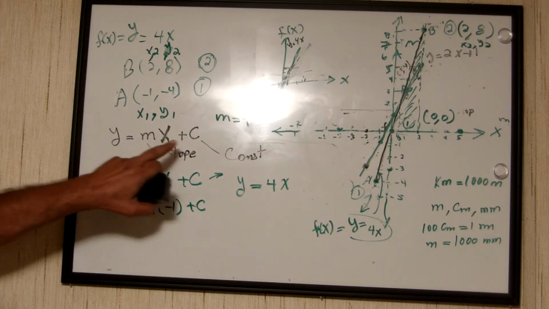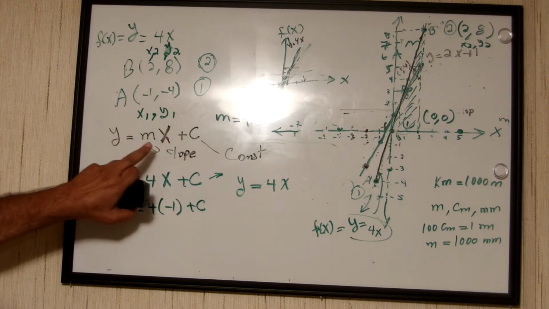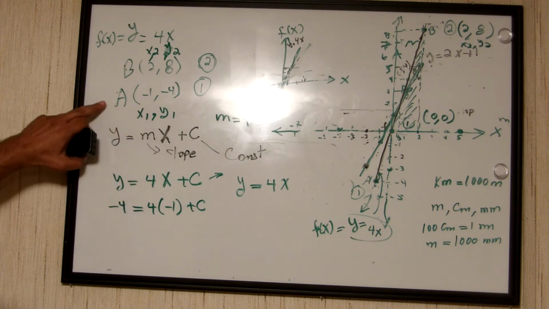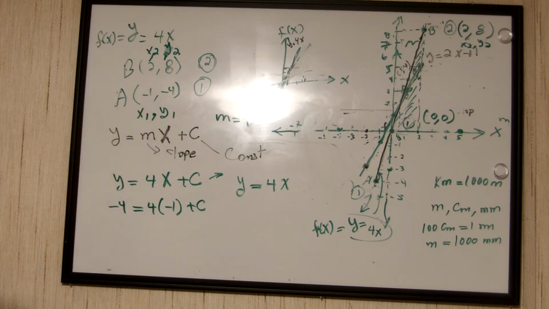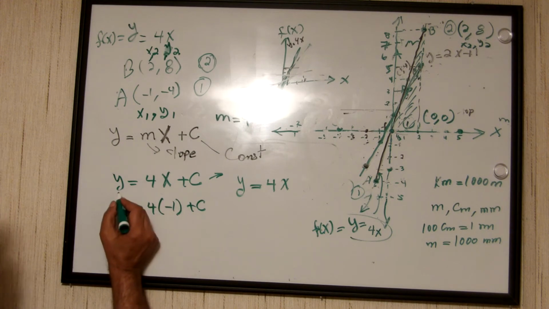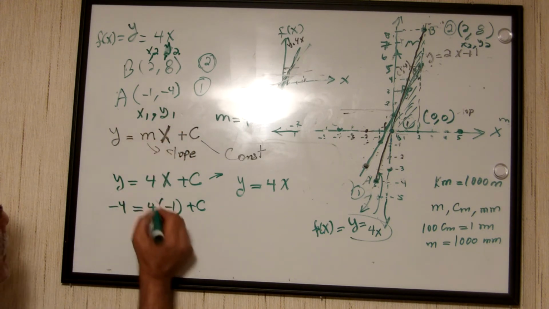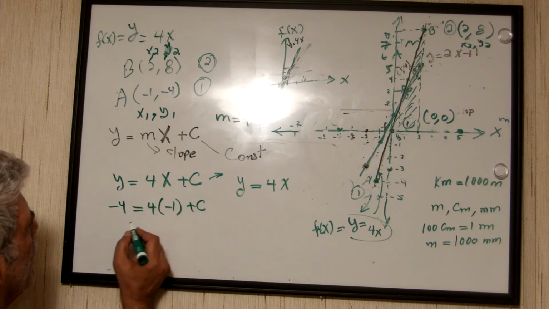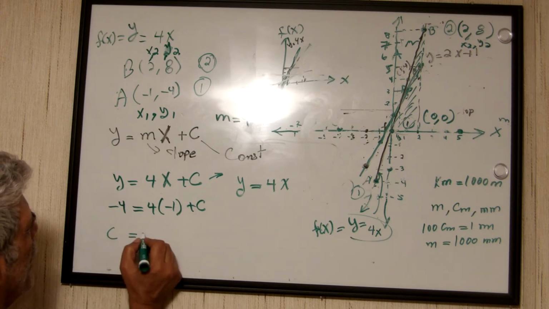You find this one, now you want to find c. For x and y, we choose a point, and this time we are going to use this point. X is minus 1, and minus 4 is the y coordinate. So we write it here, y is minus 4, x is minus 1. We substitute minus 1 for the value of x, and then we find c.